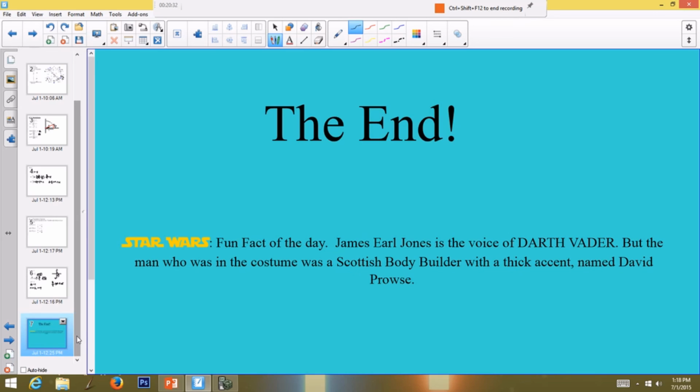As we are finishing up, we are at the Star Wars fun fact of the day. James Earl Jones is the voice of Darth Vader, but he was not in the costume. The man who was in the costume was a Scottish bodybuilder with a very thick accent. His name was David Prowse, and he was not real happy when he found out that they weren't going to use his voice. But wouldn't that be a very different movie if Darth Vader sounded more like Shrek than what we have come to know as Darth Vader?